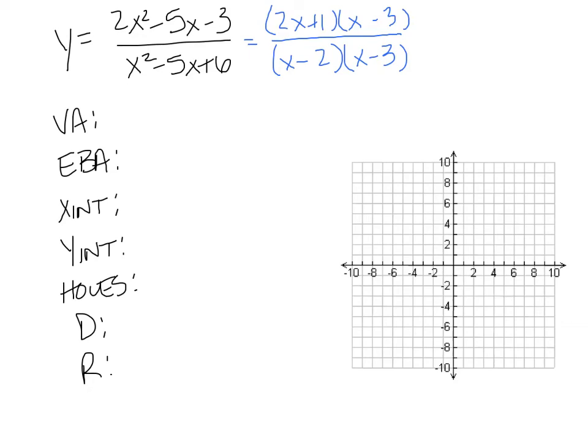Yes, there is something we can cancel out. So that means we have a hole. We can cancel out the x minus 3, so we have a hole at 3. I'm going to go ahead and rewrite my simplified fraction so I can figure out what's going on.